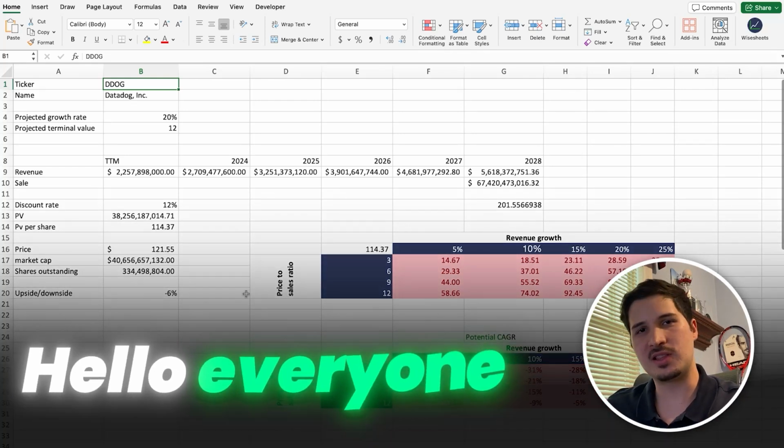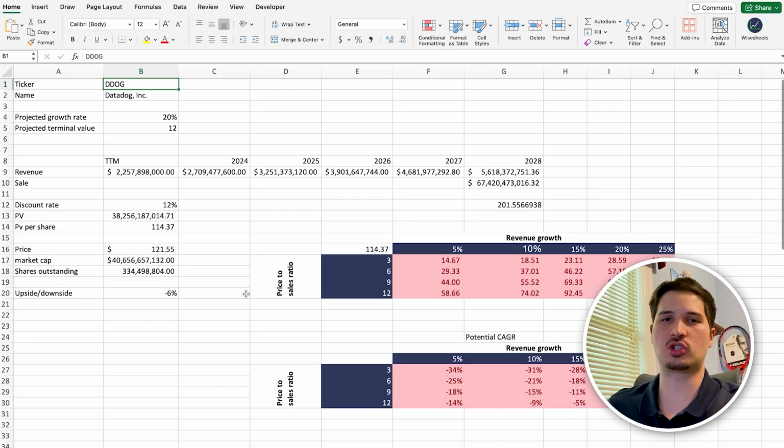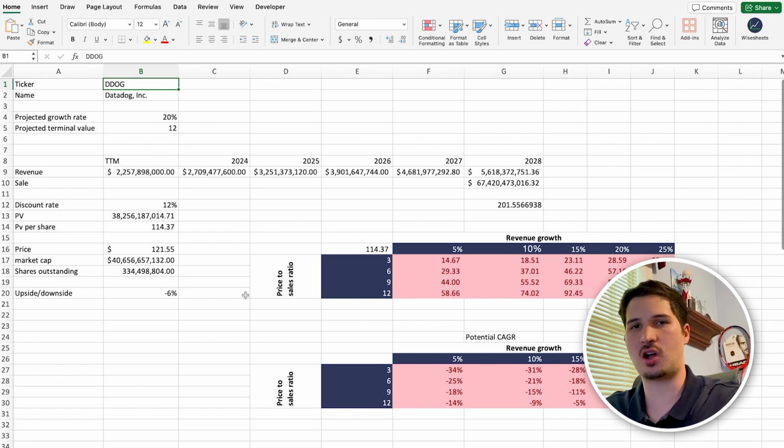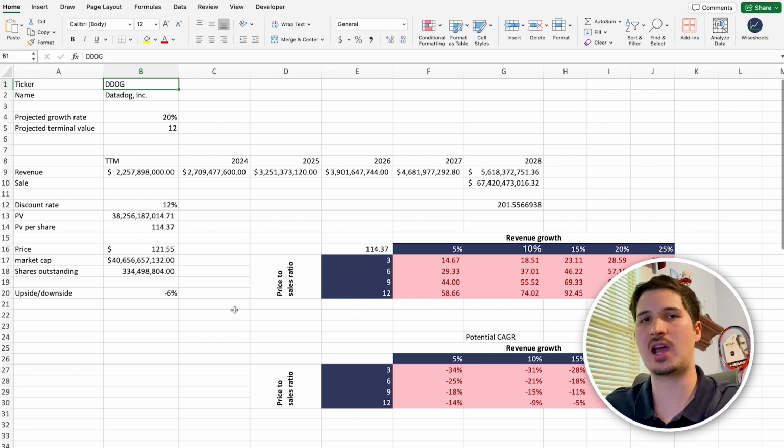Hello everyone, in this video I'm very excited to share with you my step-by-step process of analyzing a stock from complete scratch. In this case, we're going to be analyzing Datadog, but this is a process that you can implement and that translates very well to different kinds of companies. And what you're going to see is just live.